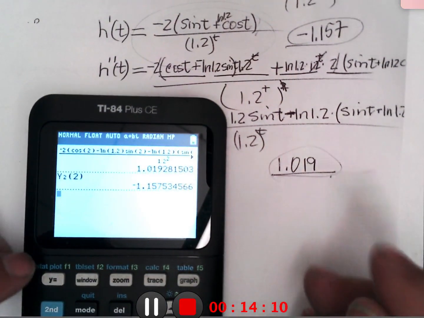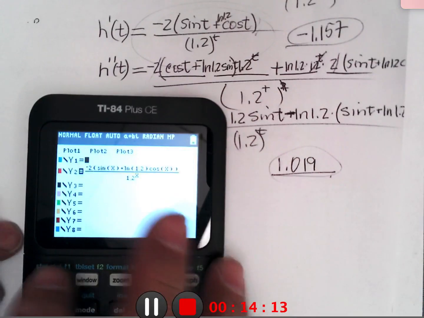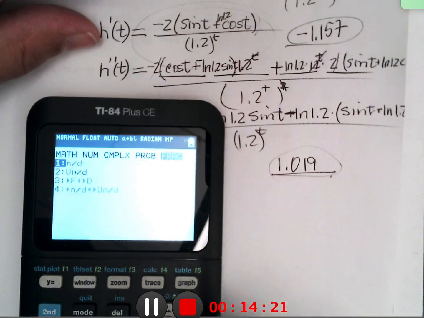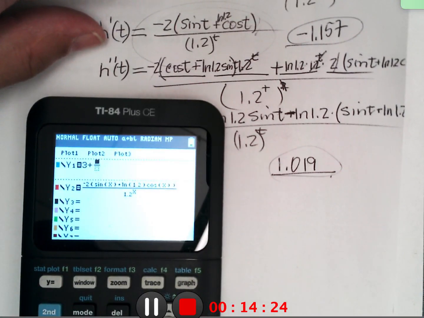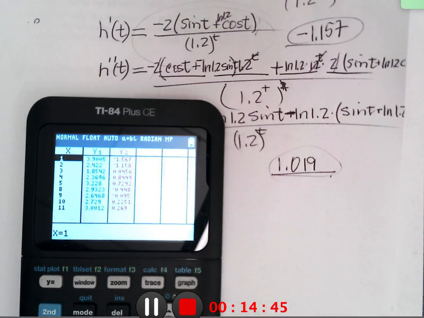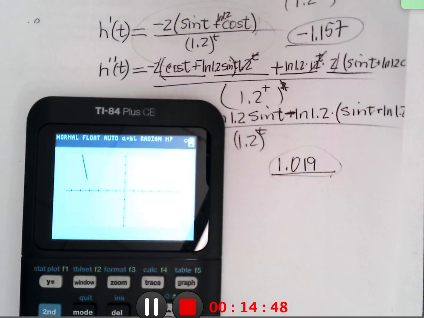I'm going to check that on the graph. So I'm going to go, first of all, plug in the original equation. 3 plus fraction 2 cosine x close parenthesis over 1.2 to the x. Okay? So now I've got both of these on. So here, so I go second, go to graph. So there's the original function.